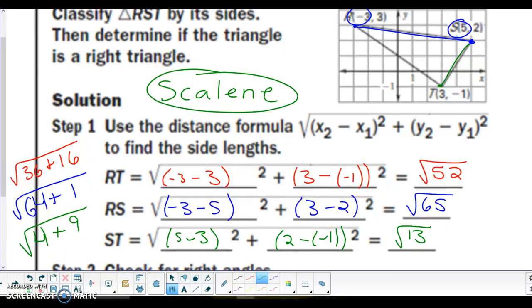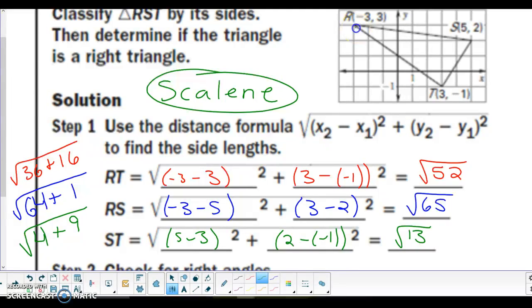Now, one more thing, it asks us to find out if it's a right triangle. What does a right triangle have in it? A 90-degree angle, which means the lines are perpendicular, and we just took a test over that. How do we know? On a graph, it's super easy if two lines are perpendicular. What do we know about their slopes? They're opposite reciprocals. Now, if you had to guess, which two lines look like they're a right angle? Maybe RT and TS.